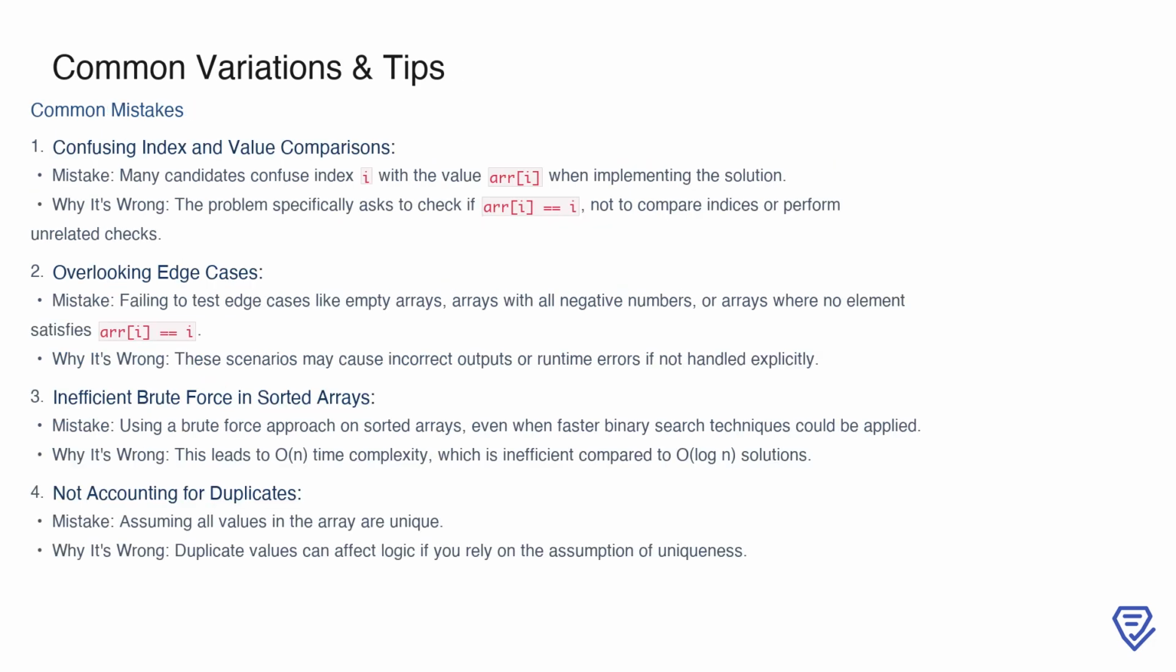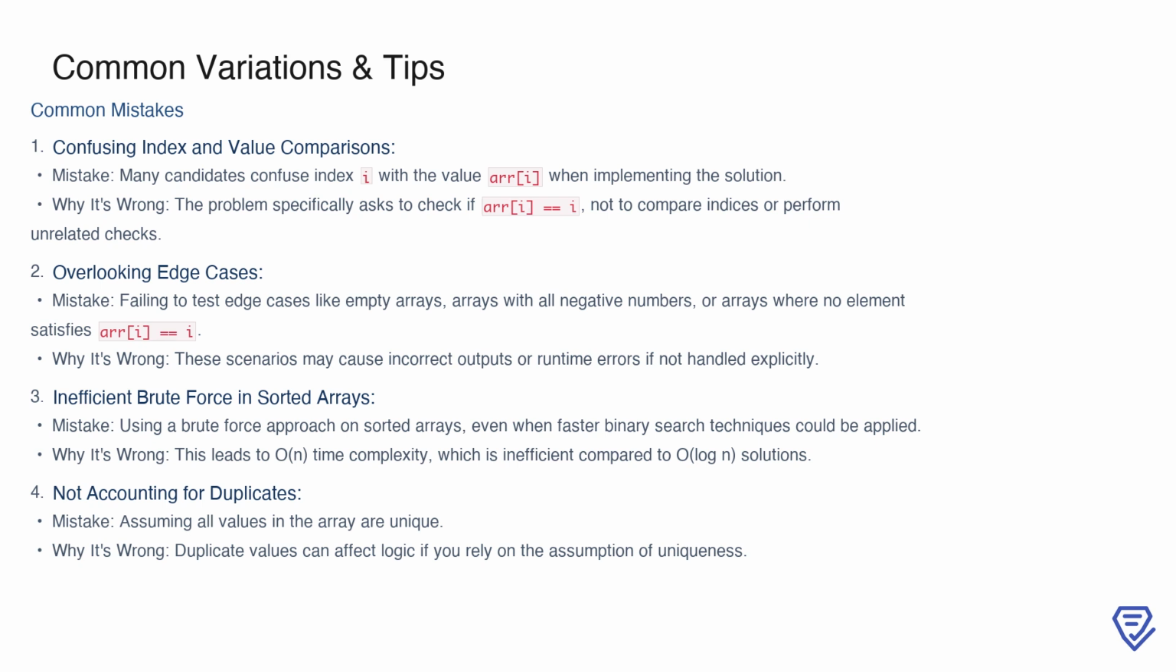When working on the fixed point problem, there are a few common mistakes that candidates often make. First, it's easy to confuse the index i with the value arr[i]. Remember, the problem specifically asks us to check whether arr[i] equals i, not to make unrelated comparisons or mix up indices with values. Another frequent mistake is overlooking edge cases. For example, you might encounter empty arrays, arrays with only negative numbers, or arrays where no element satisfies the condition arr[i] equals i. Missing these cases can lead to incorrect outputs or even runtime errors.